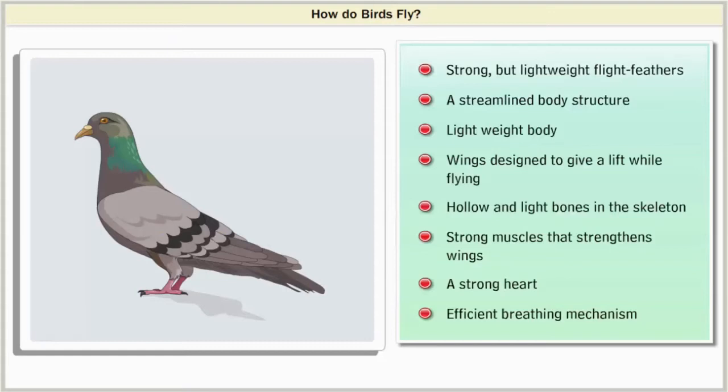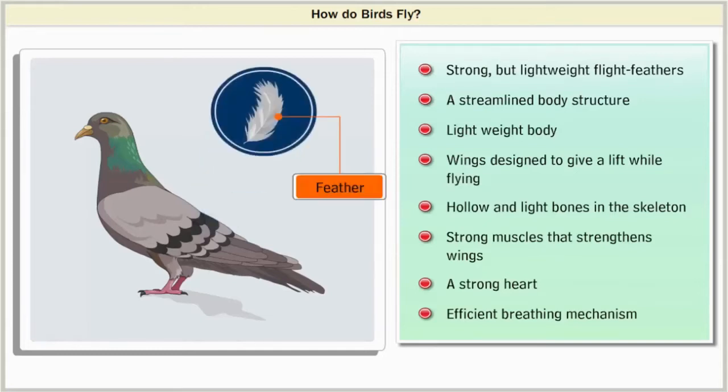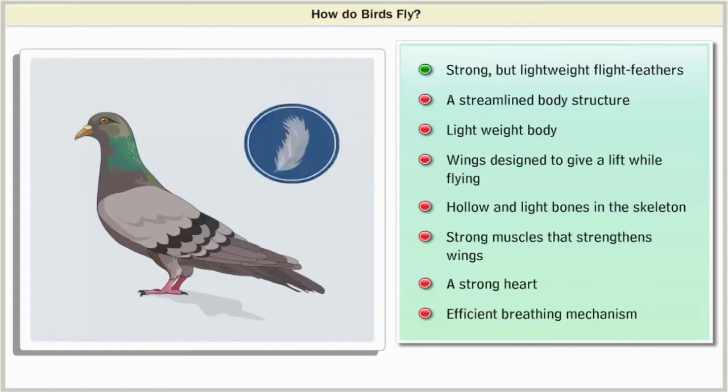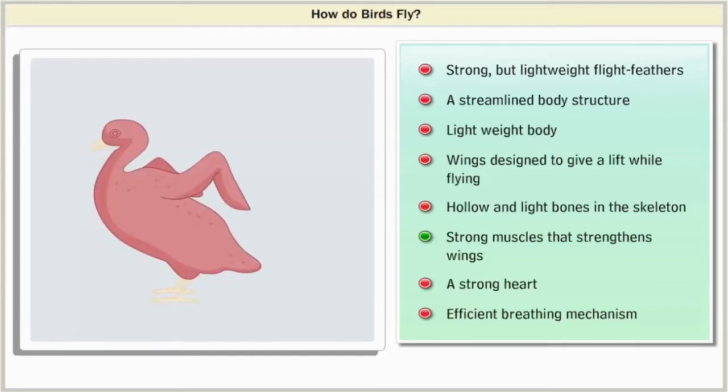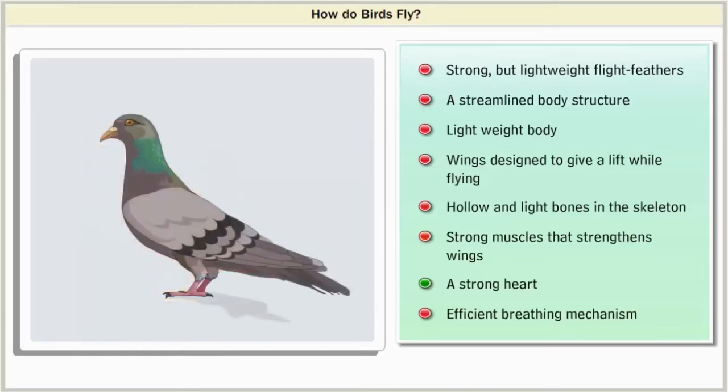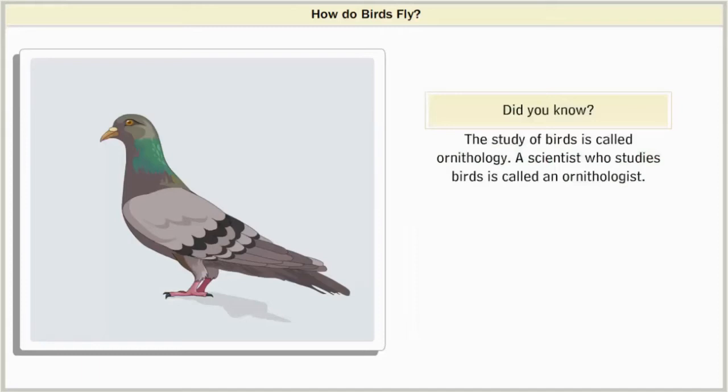Birds fly by flapping their wings and using their tails to steer. A flying bird's body is designed to enable this special skill. Let's have a look. Birds have strong but lightweight flight feathers and streamlined body structure. Their bodies are also lightweight. The wings are shaped to give lift while flying. The skeleton of the bird is made up of bones that are hollow and light. The muscles are strong and help the wings to move. Birds are also equipped with strong hearts and an efficient way of breathing that makes them strong enough to fly. Did you know? The study of birds is called ornithology. A scientist who studies birds is called an ornithologist.